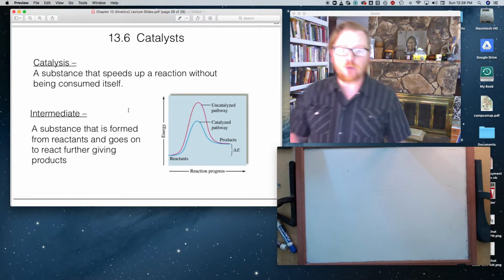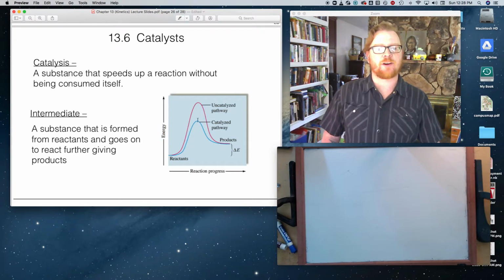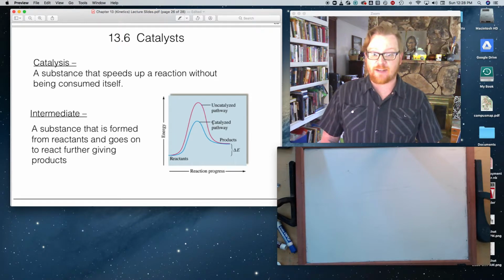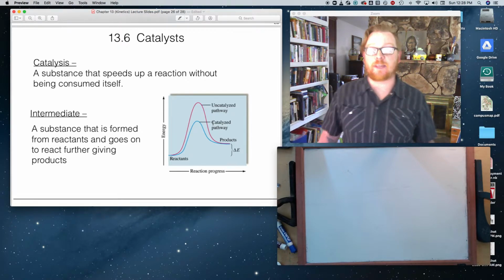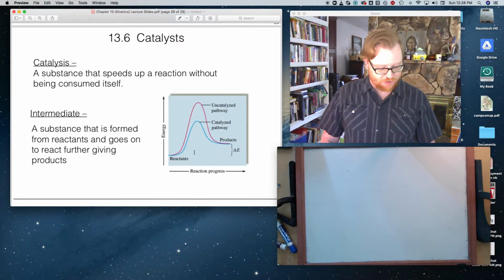Okay. And then now as far as what the activation energy looks like, if you look at this graph here, you can see the uncatalyzed reaction mechanism would have a much larger activation energy than the catalyzed mechanism. So that's why the catalyst speeds up the reaction, because it lowers that activation energy.